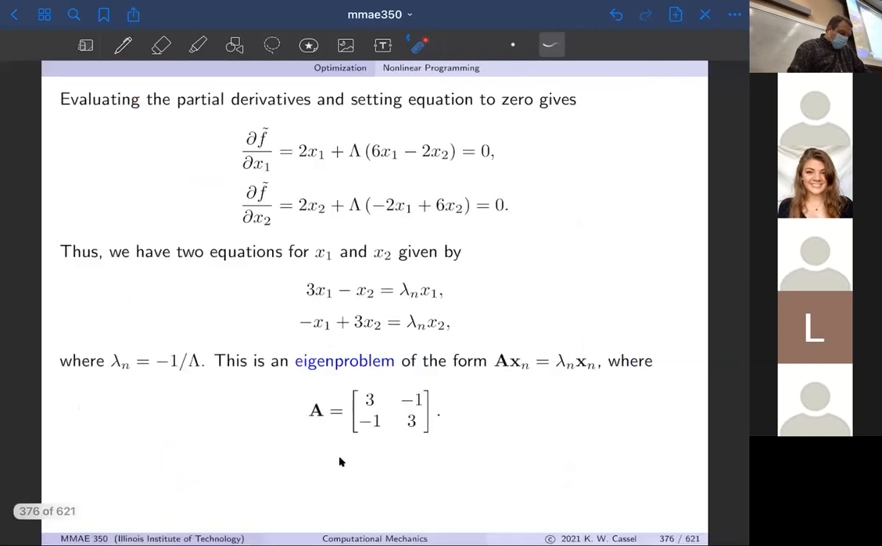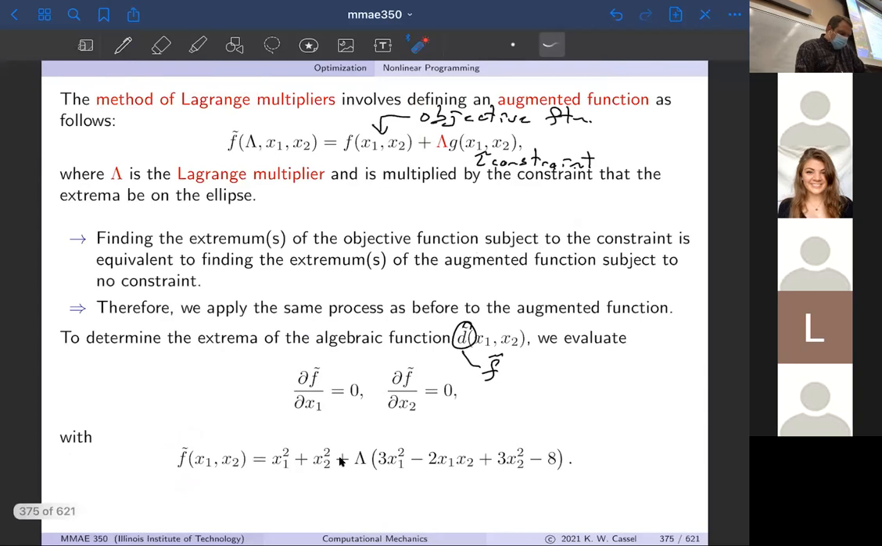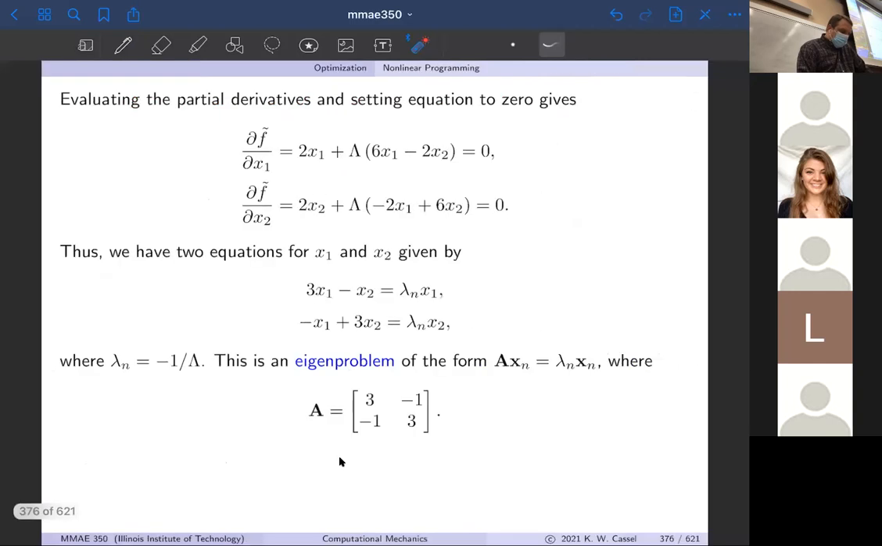All right, so these are on the next slide, but let's do these derivative evaluations. So the partial derivative of f tilde with respect to x1, well, here's an x1, so that's 2x1. No x1 here, so that term goes away. This is 6 times lambda x1 minus 2 lambda x2. No x1 here, no x1 here. So it's 2x1 plus lambda times the quantity 6x1 minus 2x2, which I hope is what I said just a moment ago. And that's equal to 0.